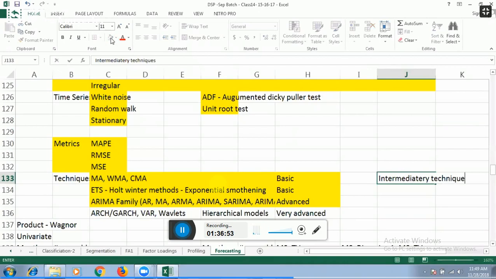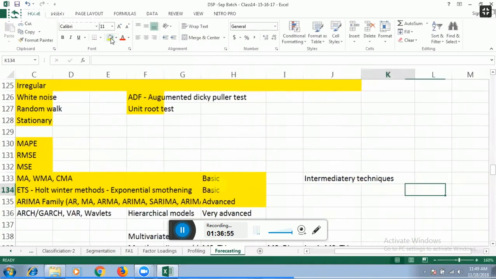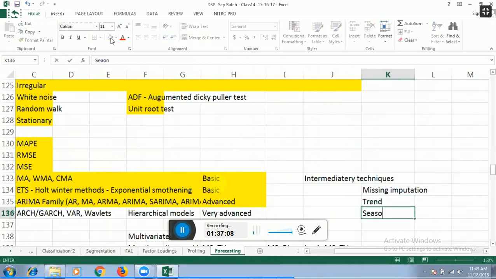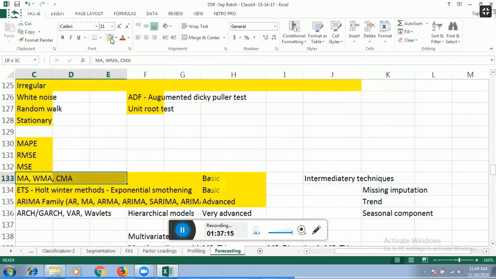Like, as I said, from a missing value imputation perspective, or identifying the trend perspective, right? And identifying some kind of seasonal component perspective. In these kinds of situations we use moving average and weighted moving average, but we don't really use them as a technique to forecast. Okay, so having knowledge of the concept is important.